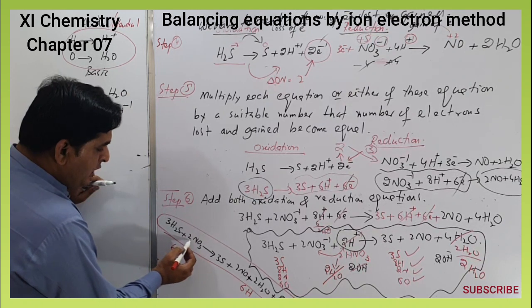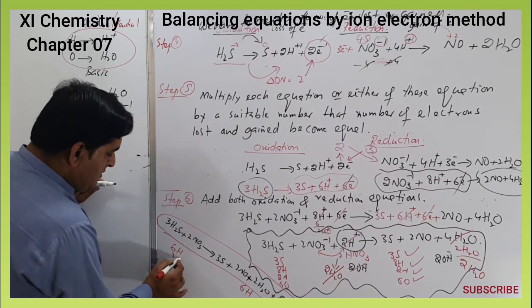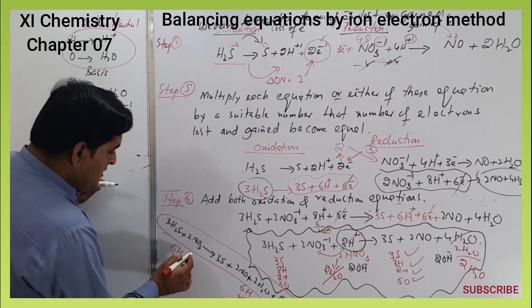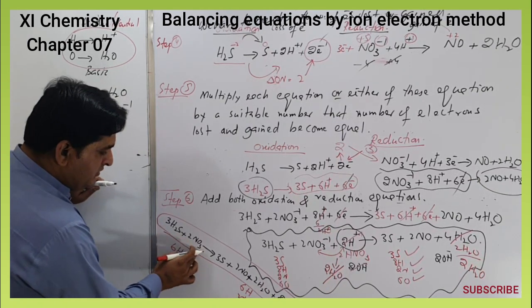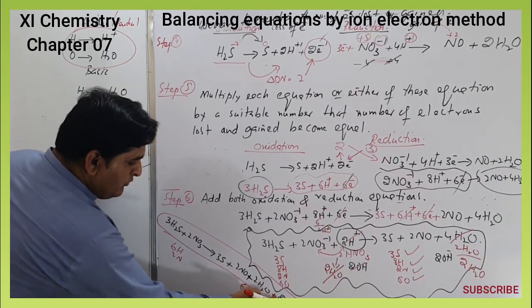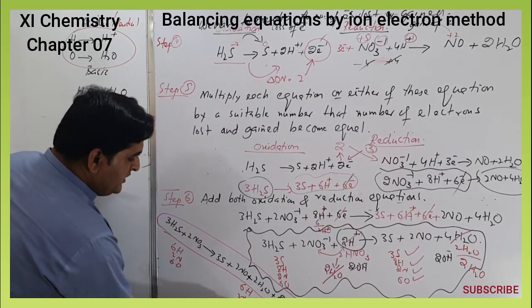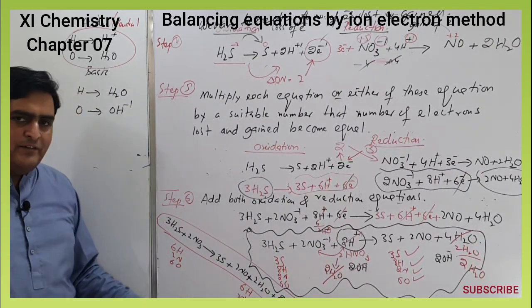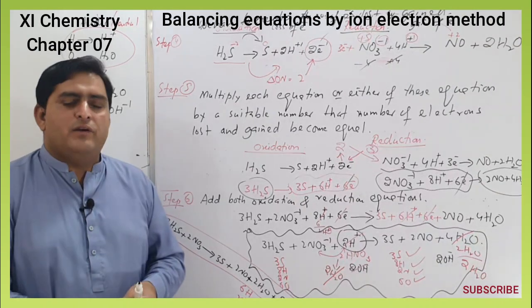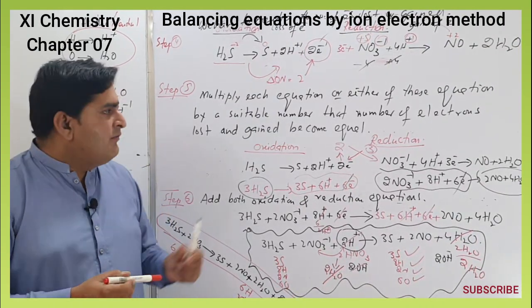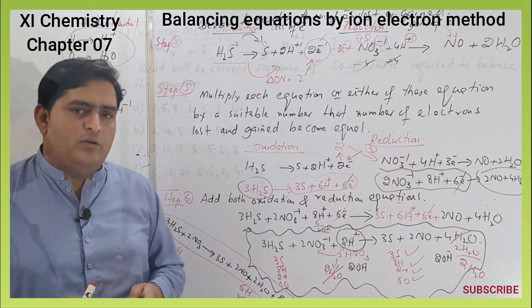Nitrogen: how many nitrogen? 2. 2 nitrogen, 2 nitrogen. And how many oxygens? 6. 2, 4, 4, 2, 6, 6 oxygen. So each element is balanced. So this is a way to balance equations by the ion electron method. Stay with me for more practice examples and homework.